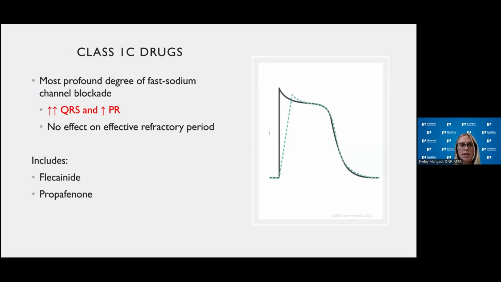Okay, class 1C. So these are going to have the most profound degree of fast sodium channel blockade. So you can see excessive widening of your QRS interval, and you can see increases in your PR interval. And then note there's no effect on the refractory period, unlike your 1A drugs. So these include flecainide and propafenone.